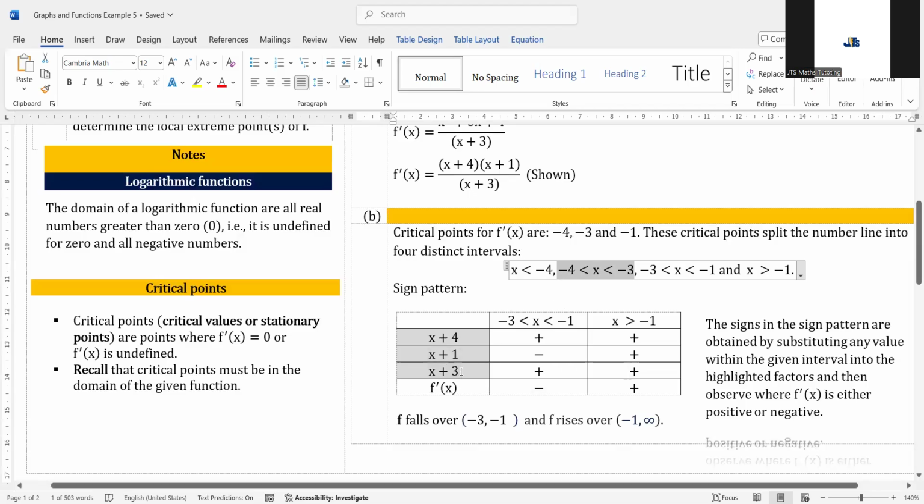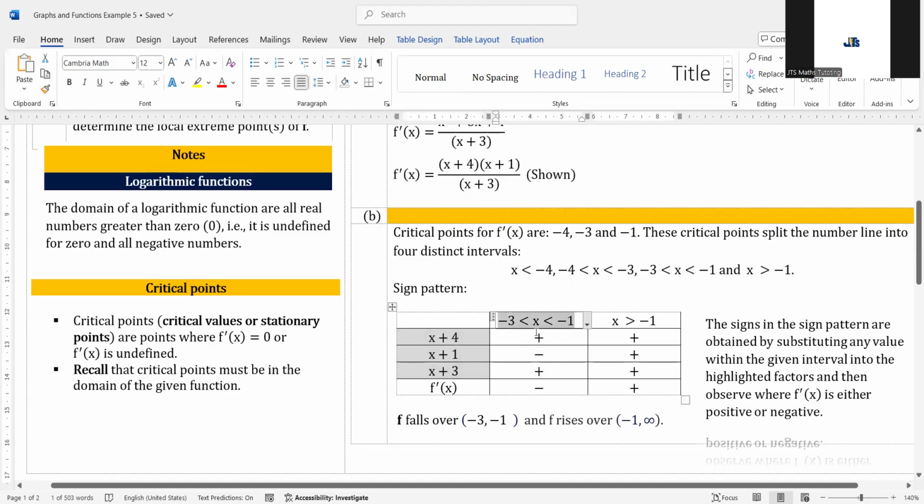Right. Okay, beautiful. We have all our factors here, and the sign in the sign pattern is actually obtained by substituting any value within the given interval into these highlighted factors, and then observing whether the final value is positive or negative. Okay, let's get going. I can take negative 2, which is within this interval.